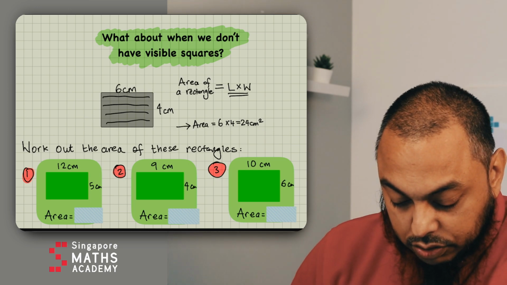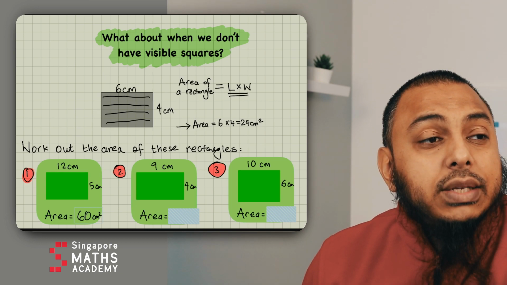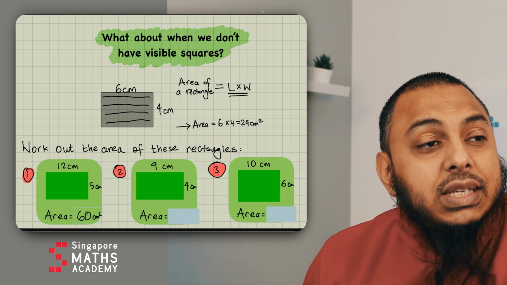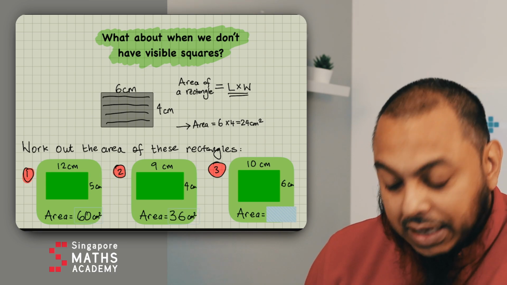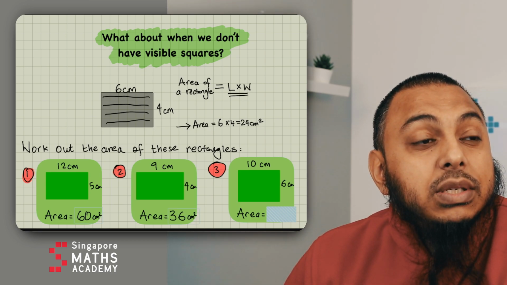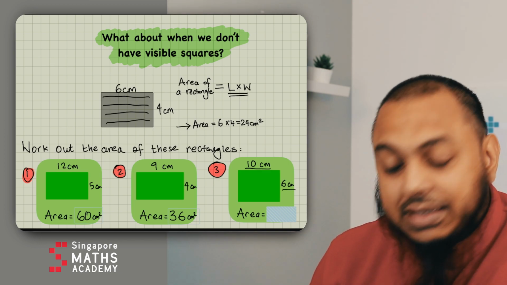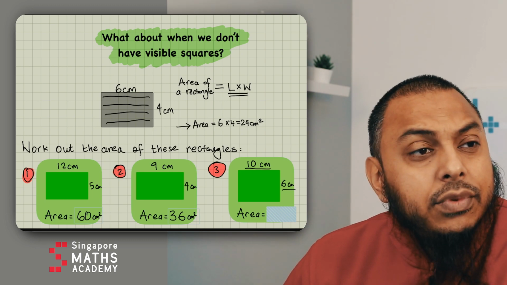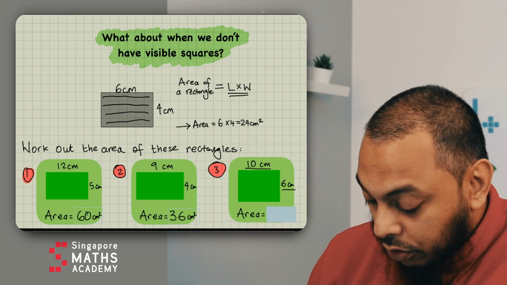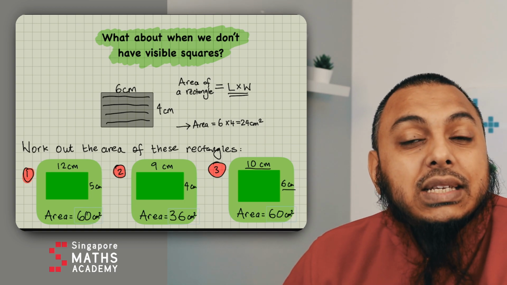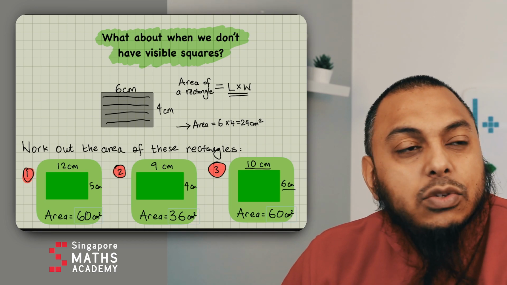So the first one, 12 centimeters by 5 centimeters, we've got area of 60 centimeters squared, right? 12 times 5 is 60. A 9 by 4 centimeters rectangle is 36 square centimeters. 9 times 4 is 36. And finally, a 10 by 6 centimeter rectangle has an area of 60 square centimeters. So 6 times 10 is 60 square centimeters.